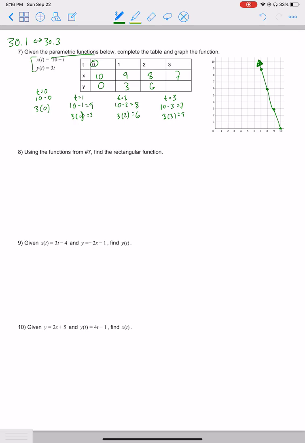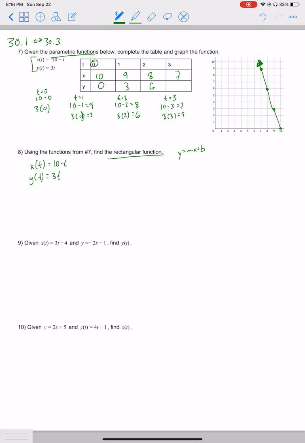assume the pattern is going to go on that way, we can see that it's going to be a linear function. So the next question is actually going to ask, let's find the rectangular function. That's just y equals mx plus b in this case. So our two functions that we have are x of t is equal to 10 minus t, y of t is equal to 3t.